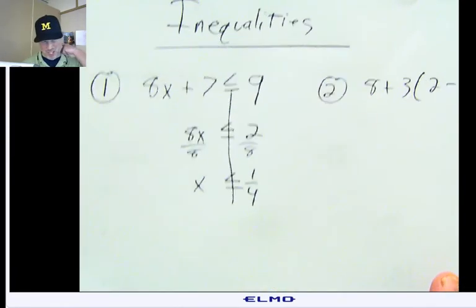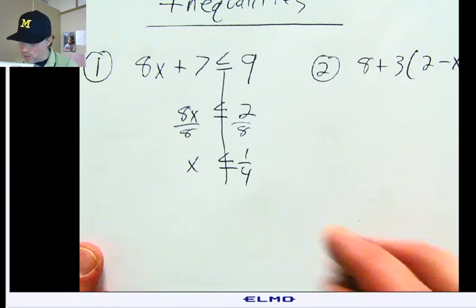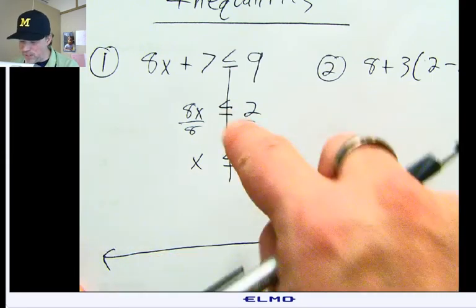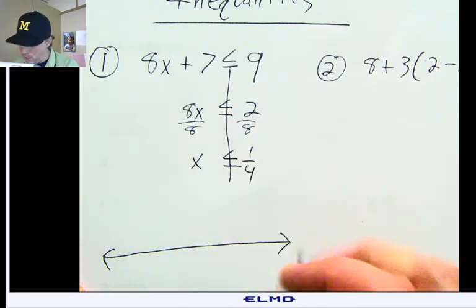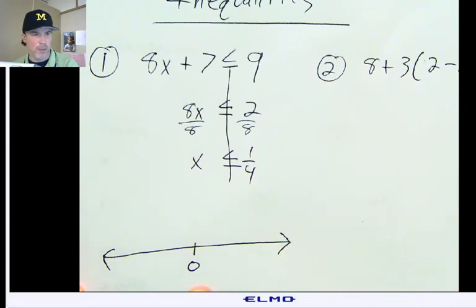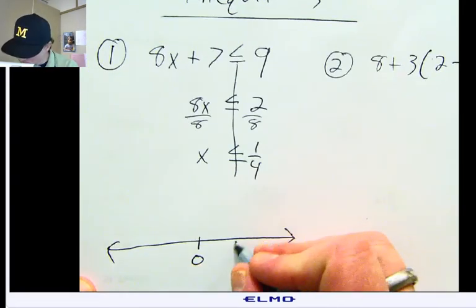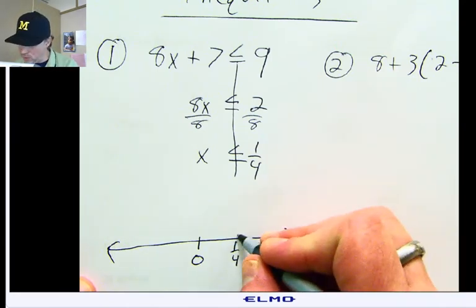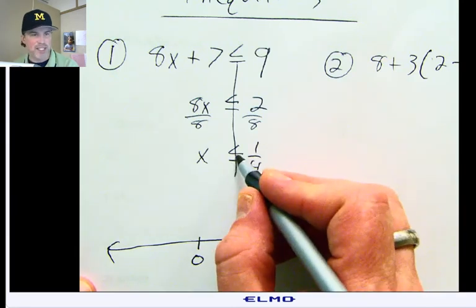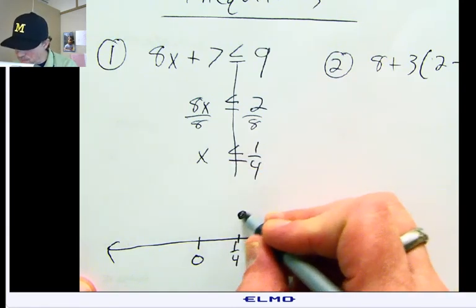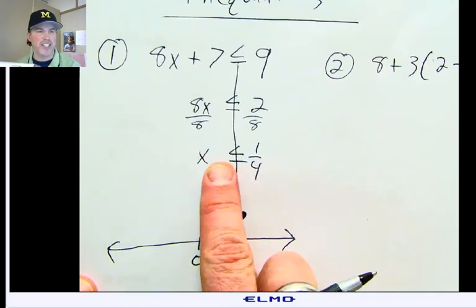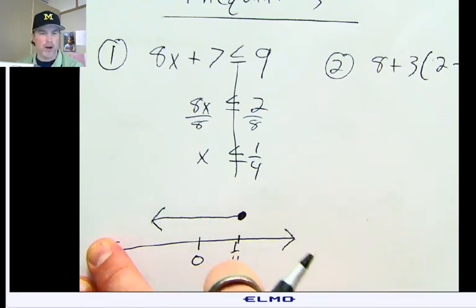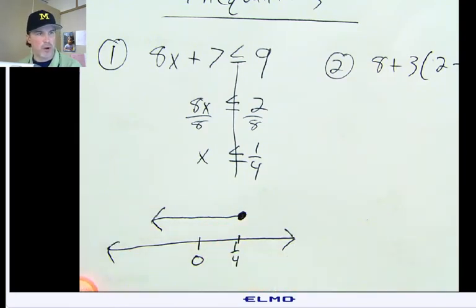Now, we need to answer this in a couple of different ways, and we need to graph it. So I'm going to graph it first. I have 0, and I have 1/4. Those are the only two numbers you need to put onto your number line, 0 and whatever number you're going to use. Because it's less than or equal to, you need to use a filled in circle, and it says x is less than 1/4, and the numbers that are less than 1/4 are in this direction. So that's what our graph looks like.